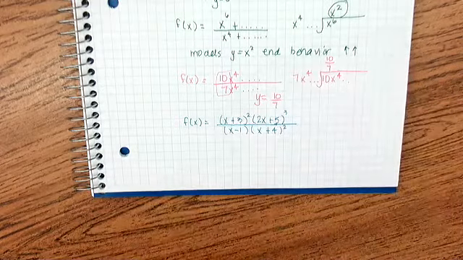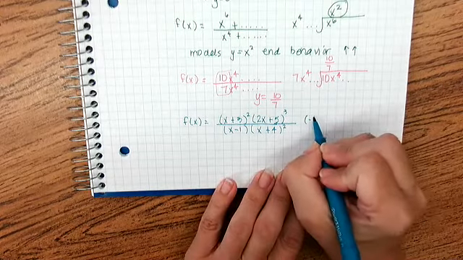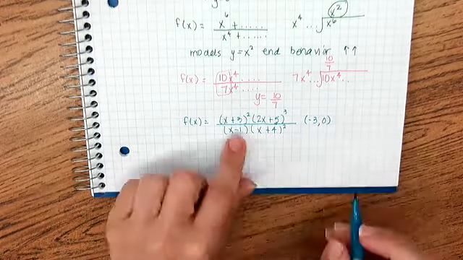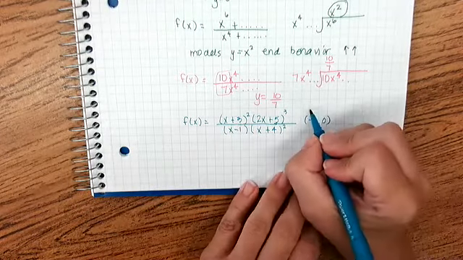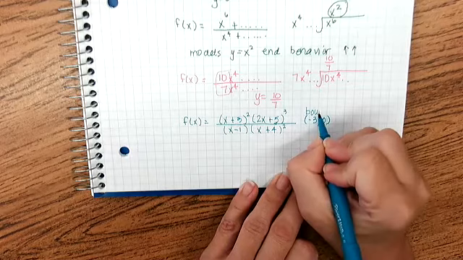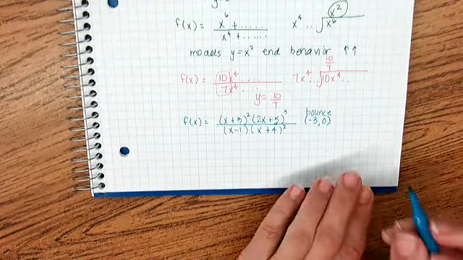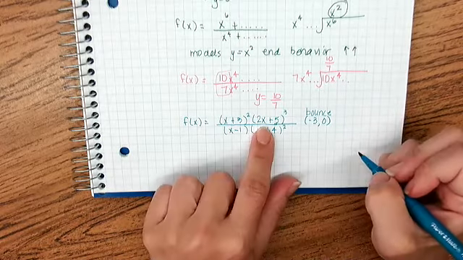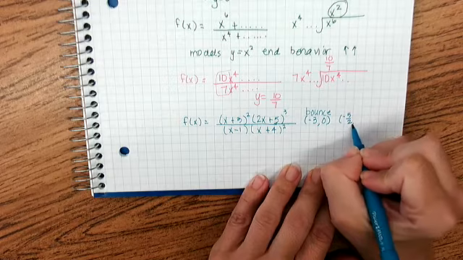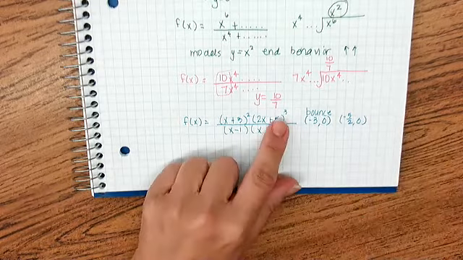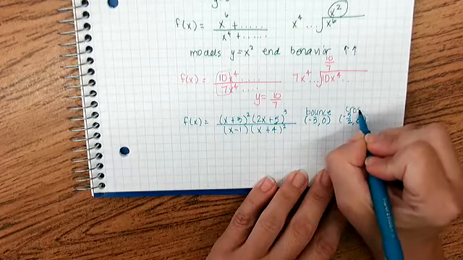X-intercepts come from the numerator. This is going to have an x-intercept at -3, 0. The degree is 2. 2 is even. The graph is going to bounce. So that whole bouncing crossing applies to rational functions as well. This is going to be -5/2, 0. The degree is 3. That's odd. The graph is going to cross.